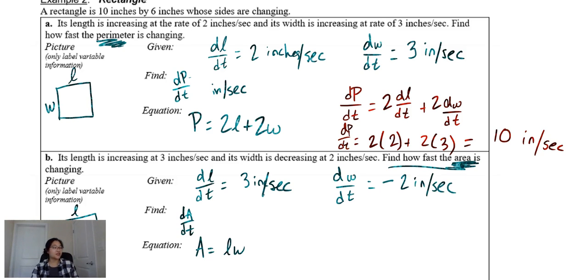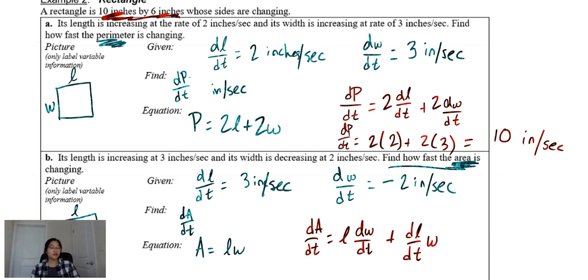What about the area for this other rectangle? Well, we have the area is length times width, so we need a product rule for this, right? dA/dt equals length times dW/dt plus dL/dt times W. And then what are L and W? Well, actually we're given that up here. 10 inches by 6 inches.